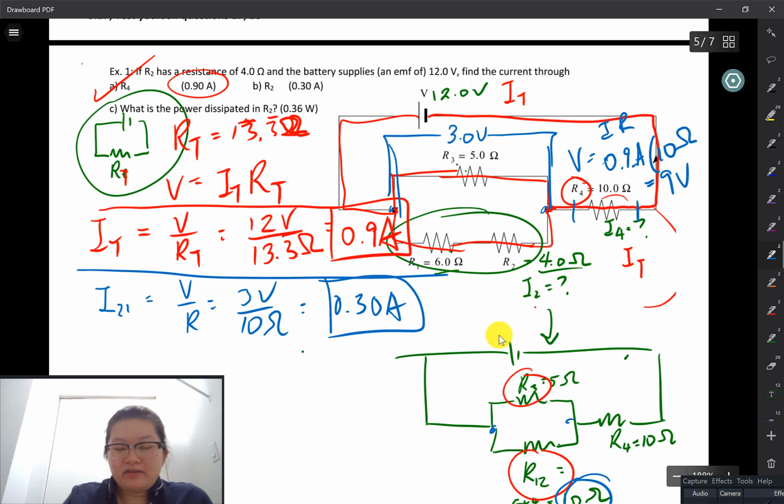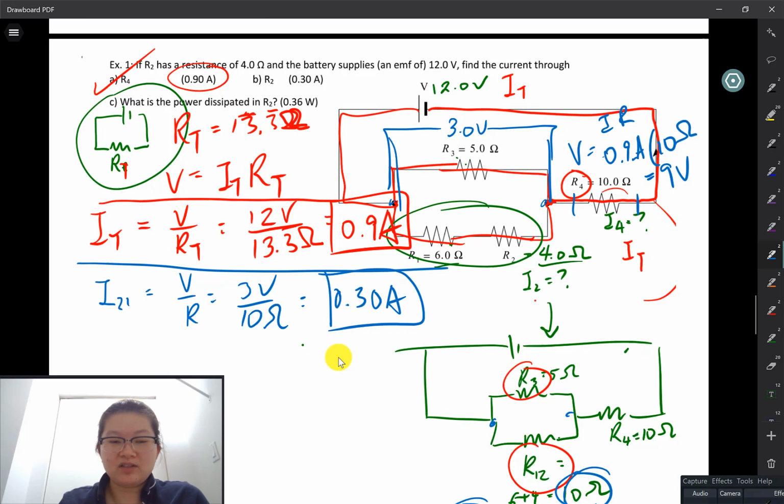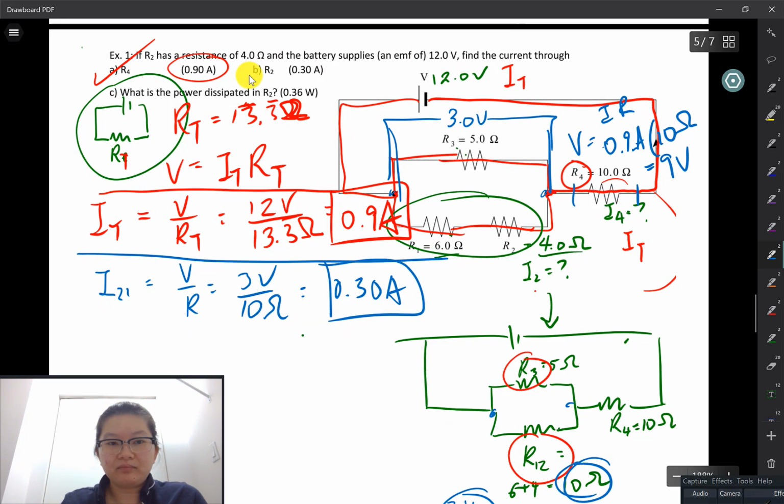And you might be thinking, but we have to use the equivalent resistance we figured out for R2. Well, guess what? Since these resistors were in series, the current across R1 is going to be the same as R2. It doesn't matter if we combine them or not, the current is going to be the same. So there we go. We found the current for R12 or R2. It doesn't matter. Okay? Alright, so we did B now.